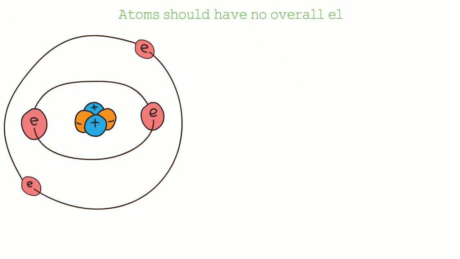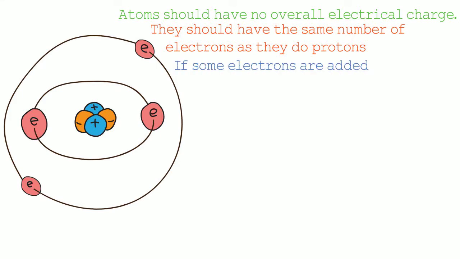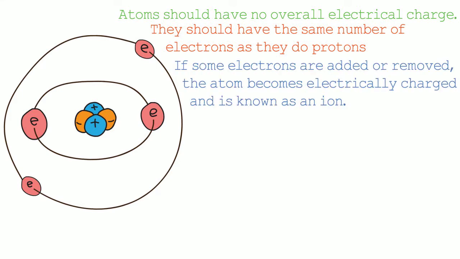Atoms should have no overall electrical charge. They should have the same number of electrons as they do protons. And as electrons and protons have the same magnitude of charge but in opposite directions, an equal number of electrons and protons would mean that there is no overall electrical charge for that atom. If some electrons are added or removed, the atom becomes electrically charged and is known as an ion.